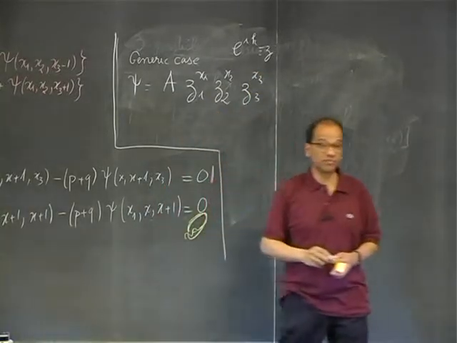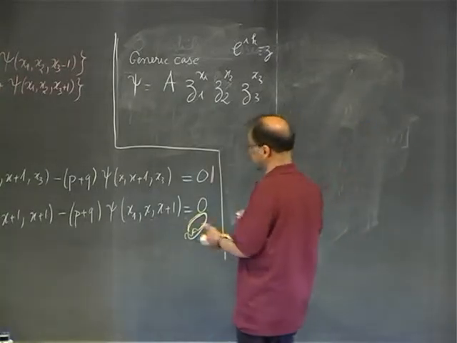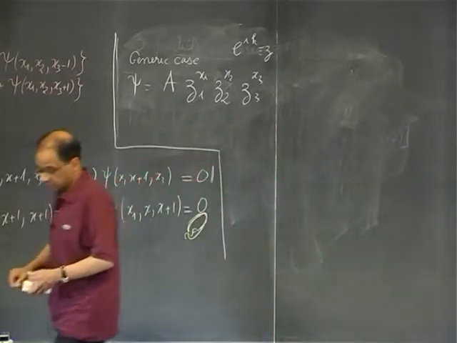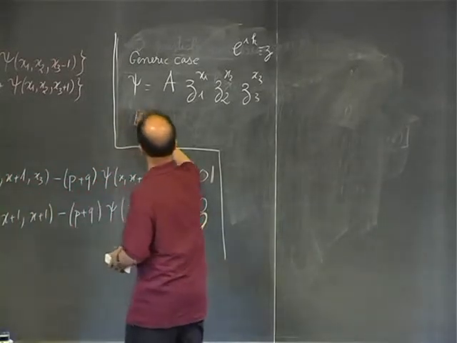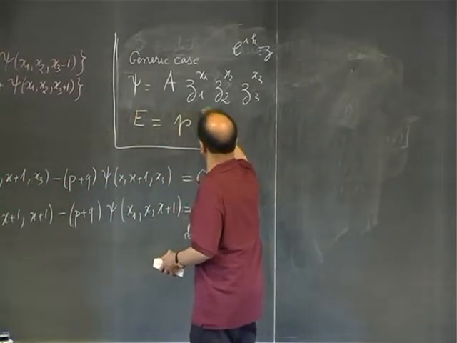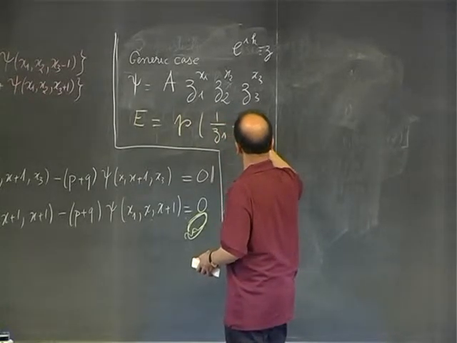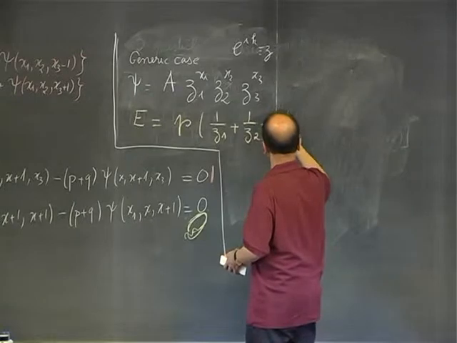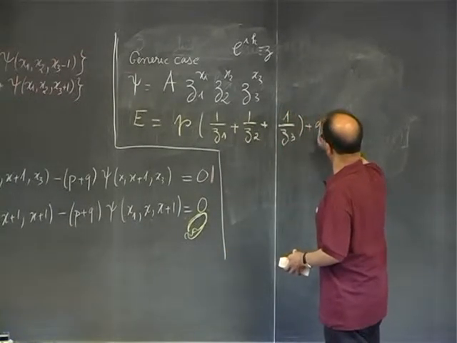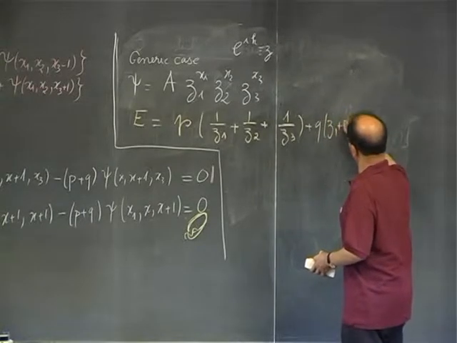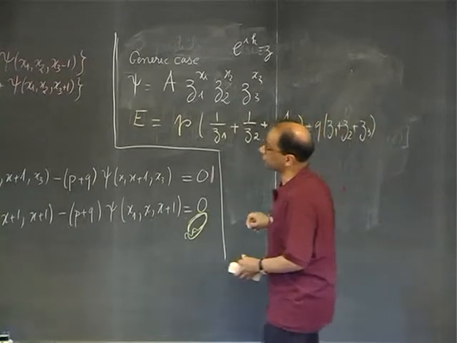Okay? Plane waves. And of course, the associated energy is given by E equal to P (1 over Z1, 1 over Z2, 1 over Z3) plus Q (Z1 plus Z2 plus Z3) minus 3P plus Q. It's just a generalization of yesterday.